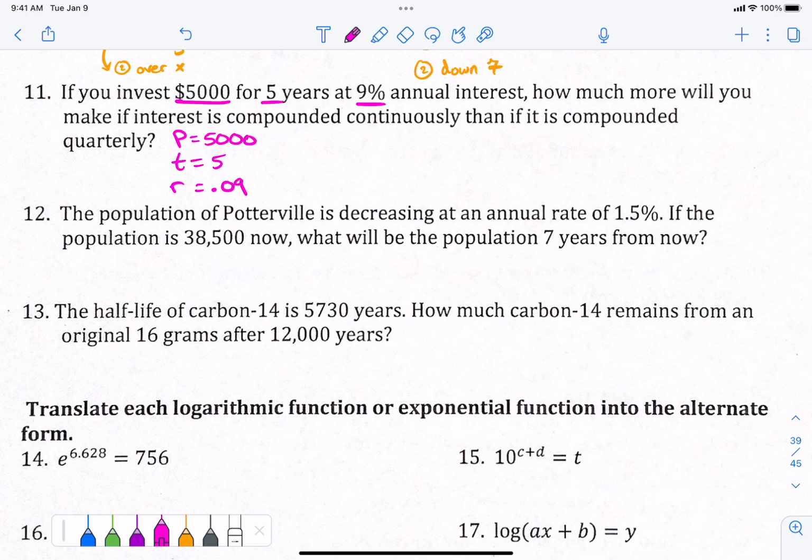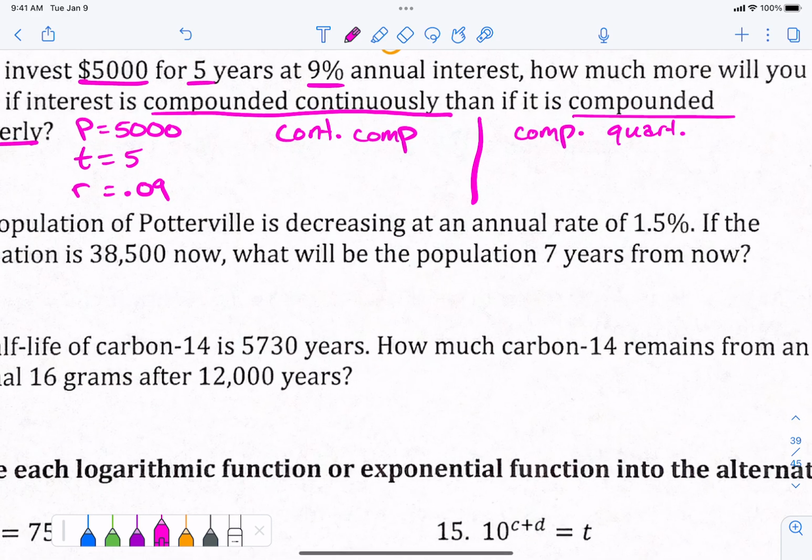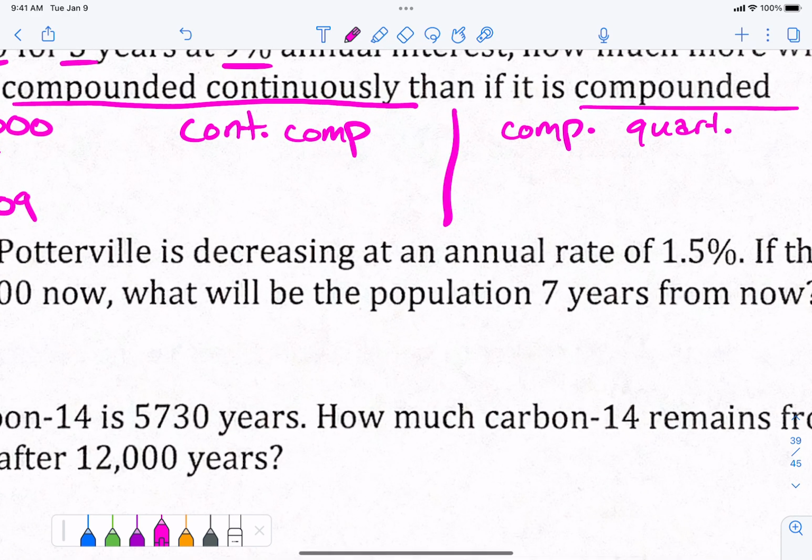How much more will you make if interest is compounded continuously rather than if it's compounded quarterly? So we've got to do this twice. Okay? So I'm going to do continuous compounding here. I'm going to figure that out, and then I'm going to do compounded quarterly. All right. What's the formula for continuous compounding? A equals PERT. P-E to the RT power.